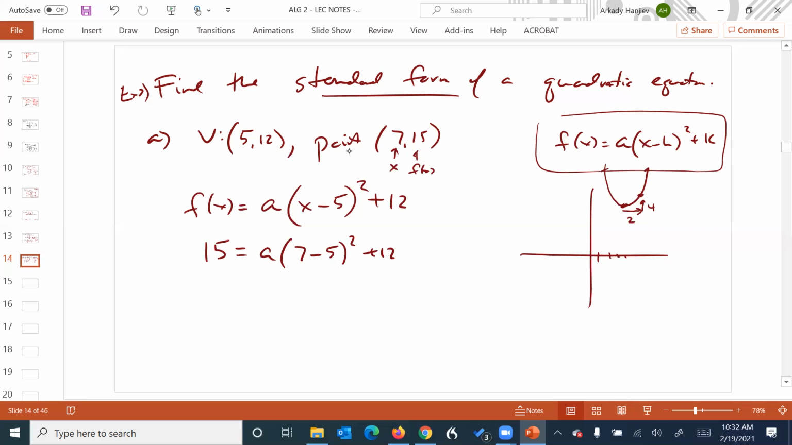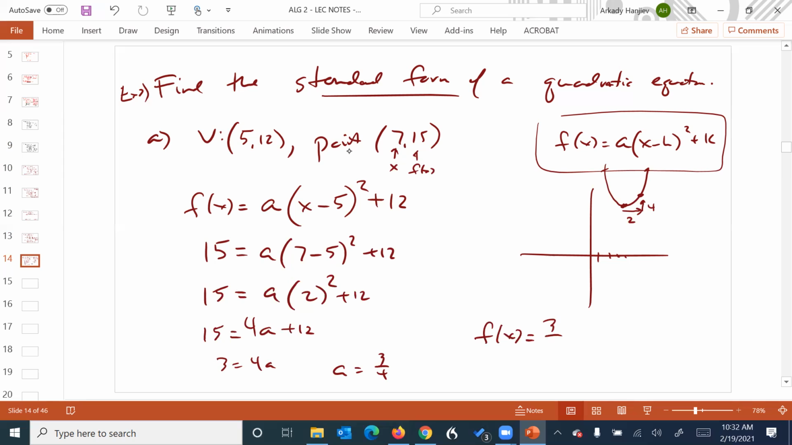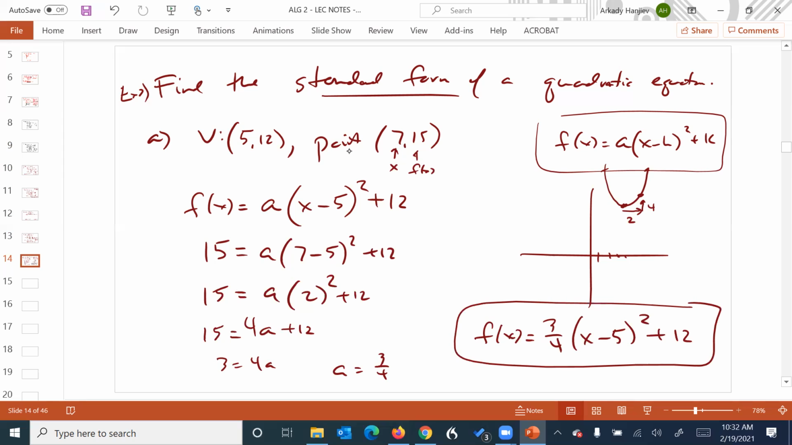7 minus 5 gives 2 here. We're going to square the 2. That becomes a 4. Let's put it on the outside. Subtract the 12, which gives us a 3. Divide by 4, and how about an a value of 3/4? Now let's write it over again real quick. This is f of x equals 3/4 times (x minus 5) squared plus 12, and done. And we're finished with 2.1.